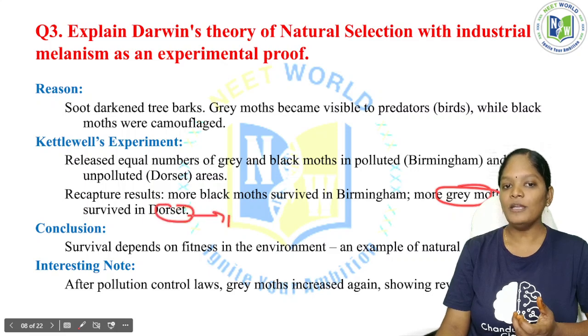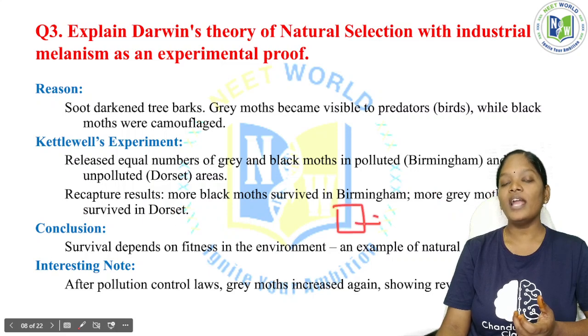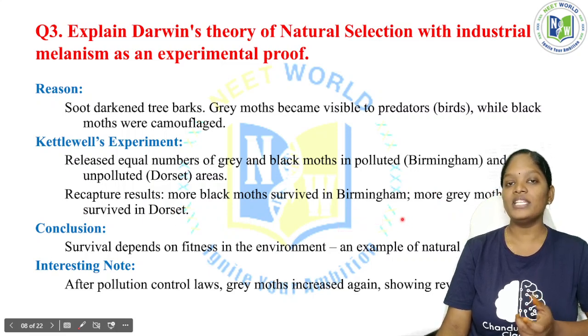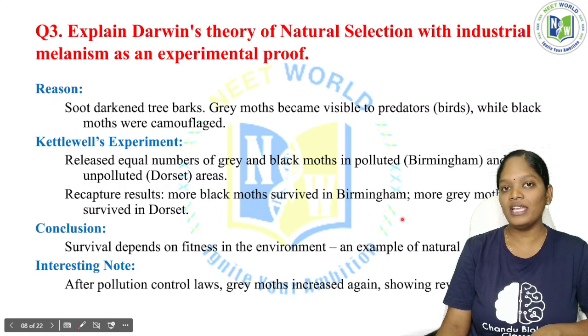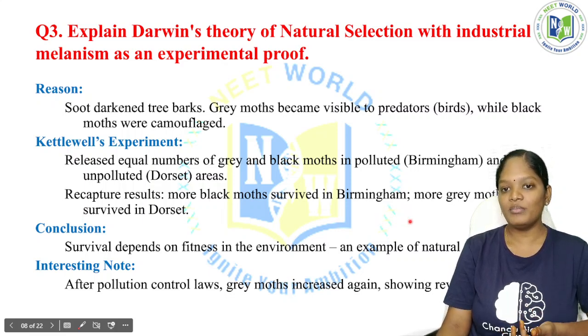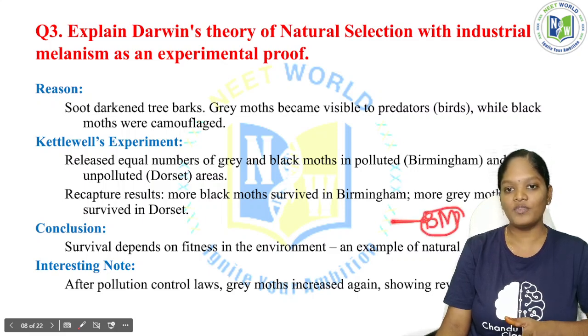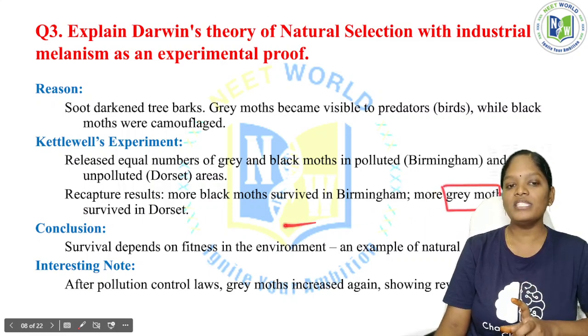See here, grey moths survive in Dorset. Dorset is an unpolluted area. In the unpolluted area, the tree barks are not black in color. So the grey moths will not be easily identified by the predator, while the black moths will be easily identified by the predator. This is the reason why the grey moths survived in Dorset.